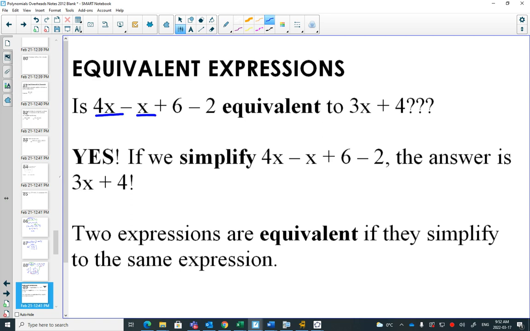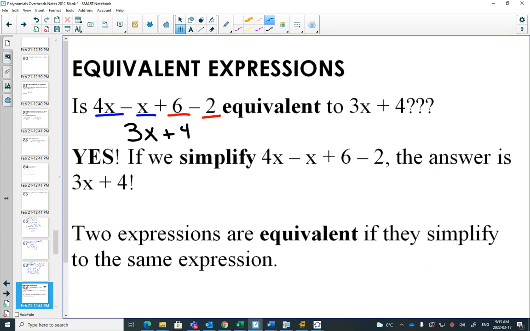So 4x minus x, those are like terms. 6 and 2 are like terms. I can simplify this to be 3x plus 4. So we would say, yes, they are equivalent.